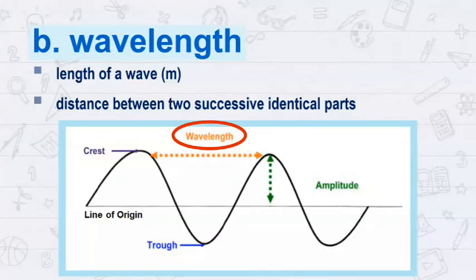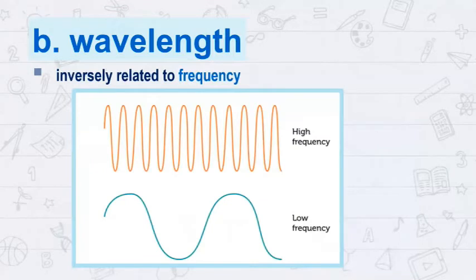Another characteristic of sound wave is wavelength. Wavelength is the length of a wave or the distance between two successive identical parts. It can be measured in meters. It is inversely related to frequency, or the number of waves.